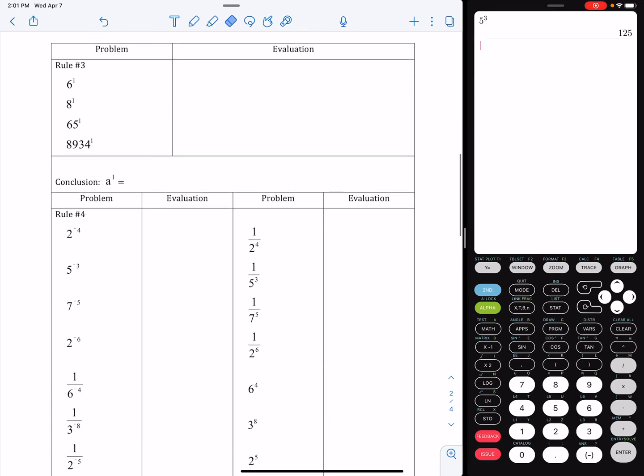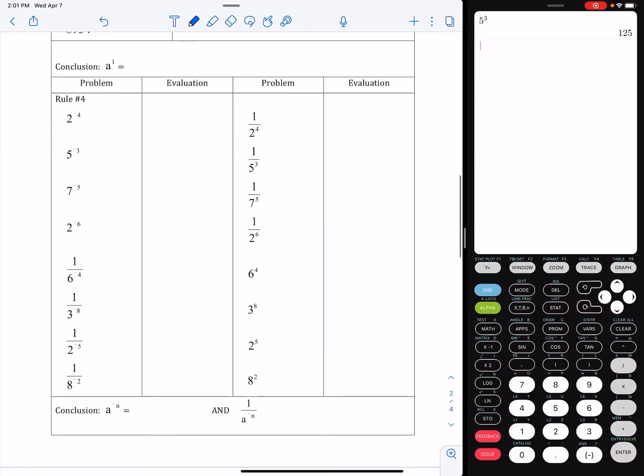For the next one, notice that all of these are to the 1st power. So type in 6 to the 1st power, come up with an answer, and so on and so forth. And then come up with a conclusion. That's the sentence that I want you to write. How would I do any problem that is a number to the 1st power?